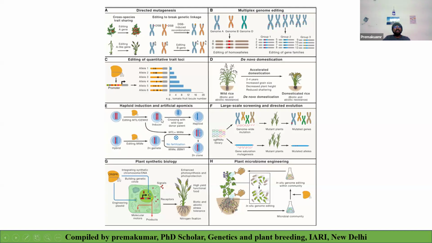Then we can induce haploid induction, and also create artificial apomixis. Nowadays there is a term called synthetic apomixis. There is a particular gene, either BBM, which means baby boom, or the MIME gene. By editing this gene, without a contribution of the male parent, we can stimulate egg development. For fertilization, the pollen should be there and the male gamete should come.